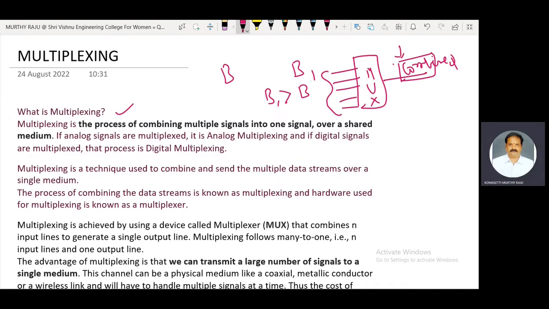If analog signals are multiplexed, it is analog multiplexing. Analog signals are like that. And if digital signals are multiplexed, the process is digital multiplexing. The digital information is in the form of zeros and ones. When these signals are multiplexed, it is called digital multiplexing.